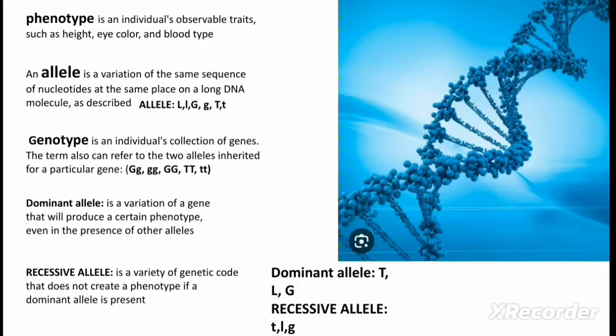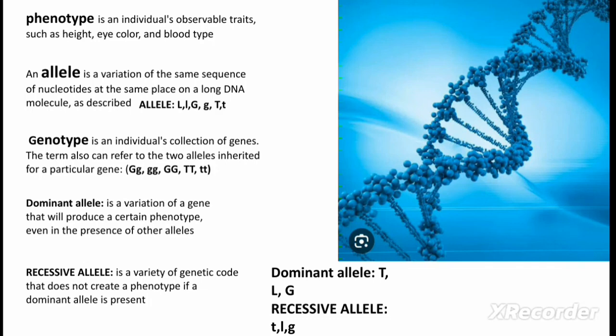So now let's look at the first keyword, which is phenotype. Phenotype is an individual's observable traits such as height, eye color, and blood type, right? So what you can see, for example, being tall, having big eyes, having long hair, having long arms, etc. That is the phenotype of a person, what you can actually see. I know you cannot see blood type, but if they test them, you will know that they are type C. So that is also a phenotype, right?